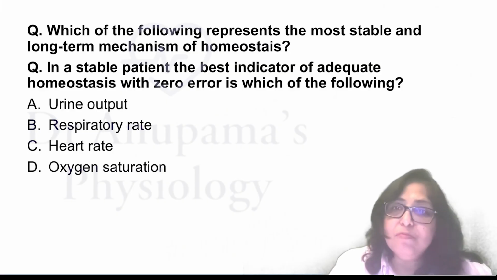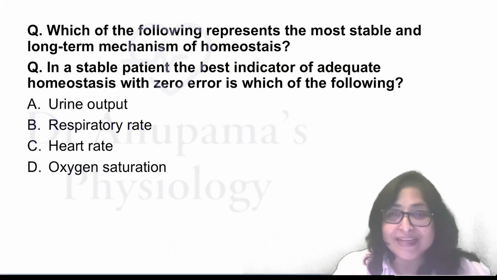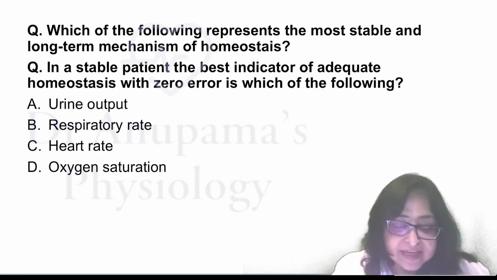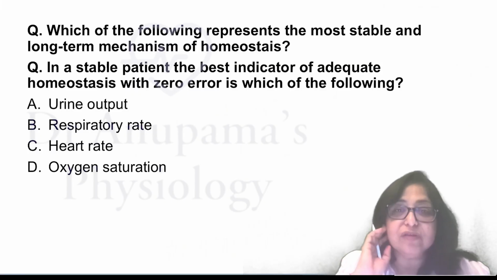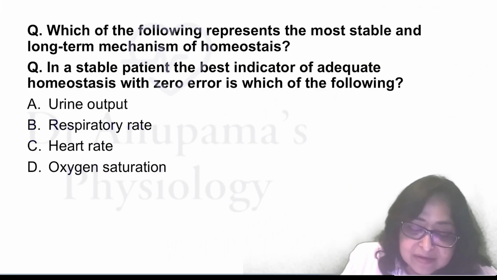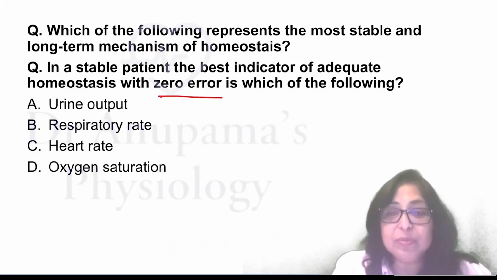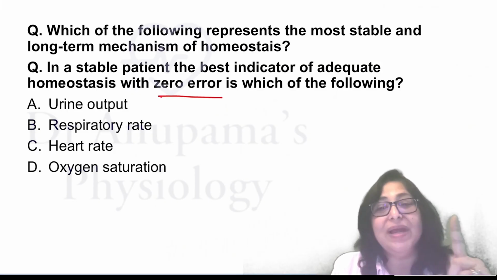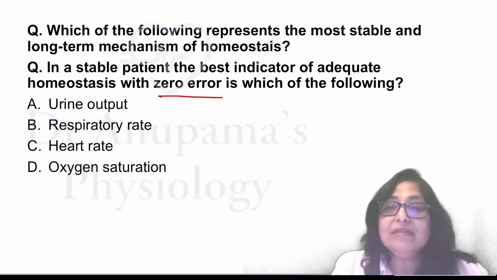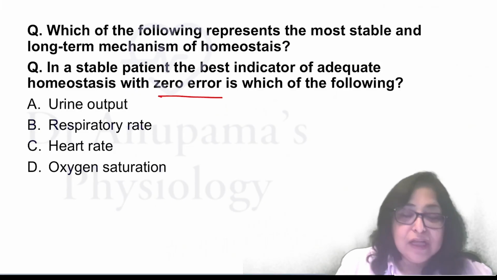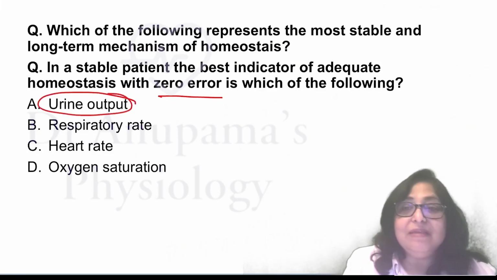Which of the following represents the most stable and long-term mechanism of homeostasis? Another recall said that the question is, in a stable patient, the best indicator of adequate homeostasis with zero error is which of the following? Now, the homeostatic mechanism which has a gain of infinity and an error of zero is only one in the body, and that is the maintenance of the arterial pressure by the renal body fluid mechanism. The kidney has a regulatory mechanism with a zero error. So urine output is going to be the best answer.